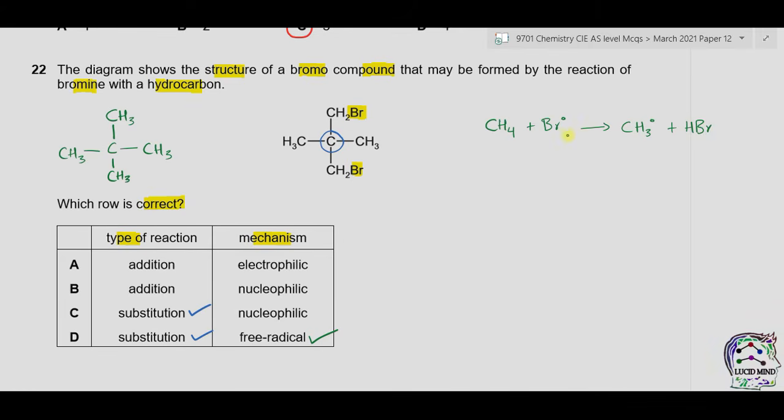Now CH3 radical can also react with bromine radical to form CH3Br. This is substitution because bromine has replaced one of the hydrogen atoms in the product. Correct answer is therefore D.